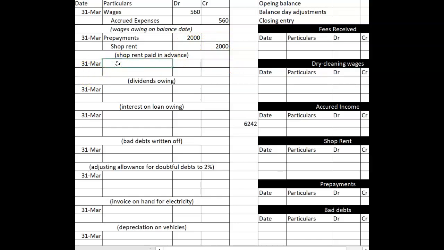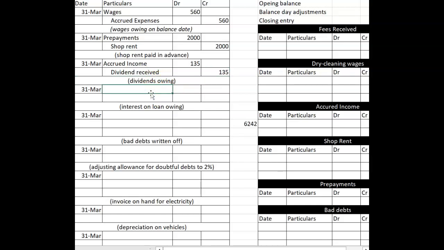Dividends owing. This added accrued income, and according to us, it was $135. Remember to indent, and it's called dividend received. So make sure it's the same narration here as you would have in the trial balance.